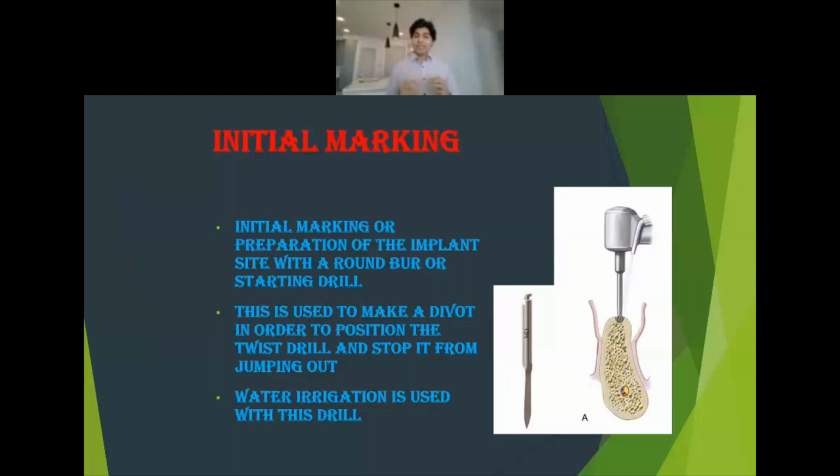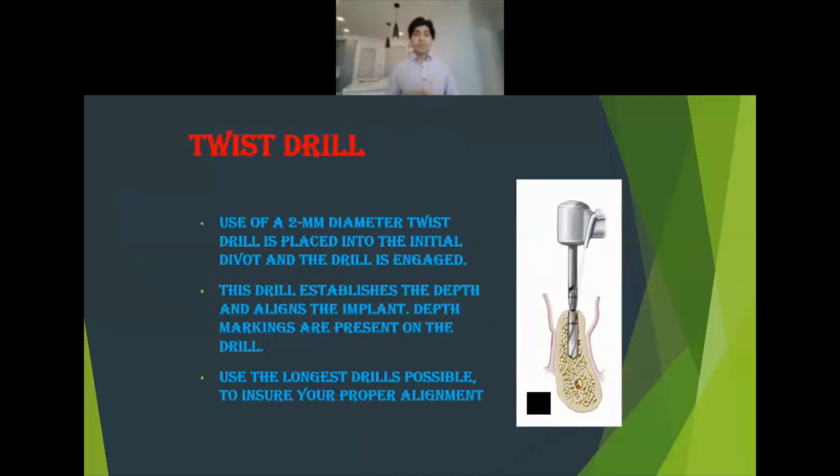Water irrigation is the key factor during these steps. Then the twist drill. A 2 mm diameter twist drill is placed into the initial divot and the drill is engaged. This establishes the depth and aligns the implant; depth markings are present on the drills. Use the longest drill possible to ensure proper alignment.